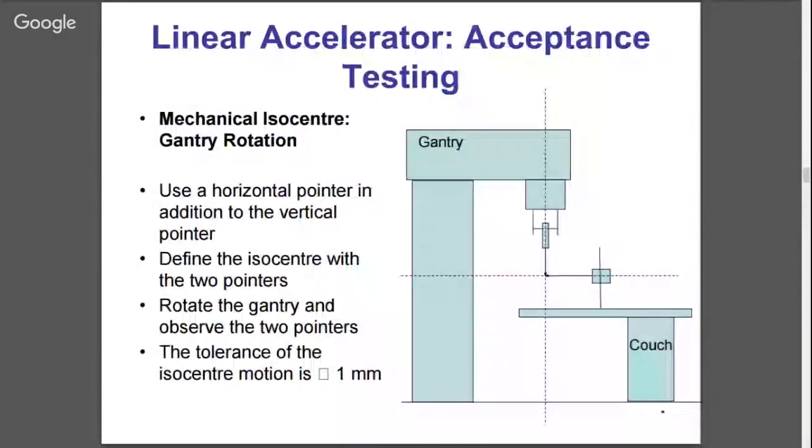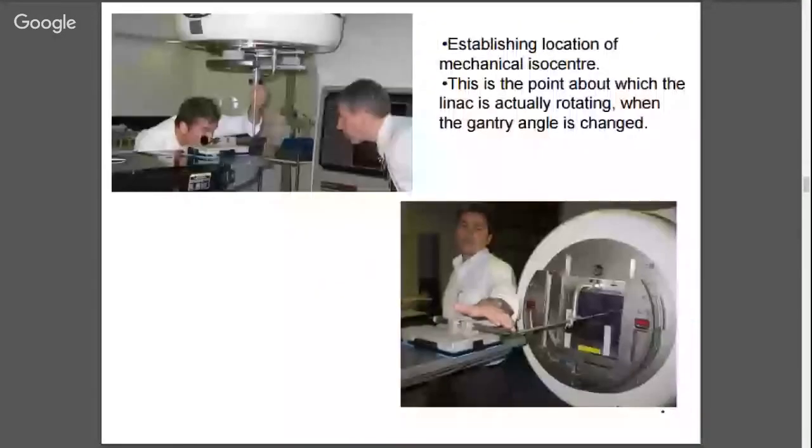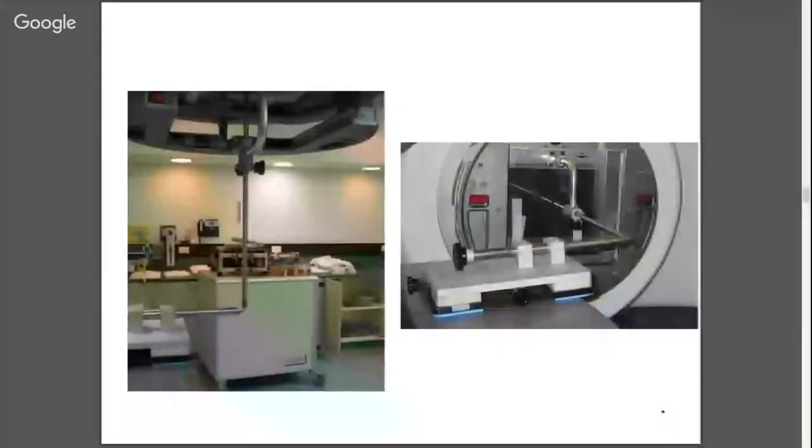Remember, what we're measuring here is the mechanical isocenter. And there are some local physicists actually performing this. You can see that we've got a horizontal pointer and the front pointer, and what we're doing is we rotate the gantry around. We're looking to see that the tips of these pointers are not moving significantly away from each other, and in fact moving with less than 1 millimeter. So again, just to stress, this is the mechanical isocenter. It's the isocenter at which the machine is actually rotating. And there are some more images showing that.